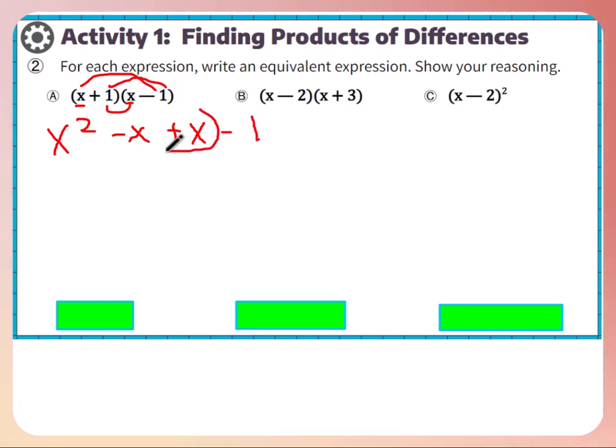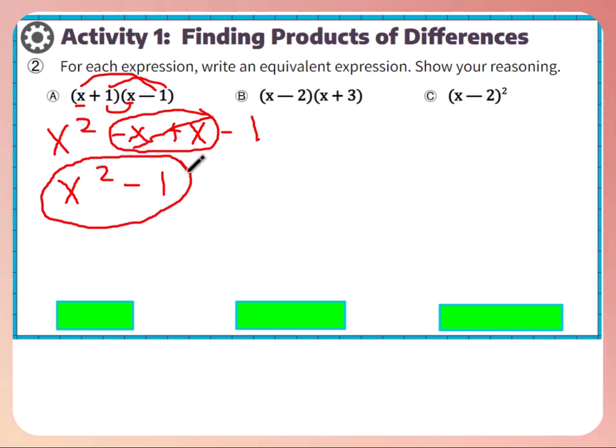Now notice that these two combine together to give us 0. X plus -x is 0. So I'm not going to write that. They just cancel each other out, and you get x squared minus 1. Now this is called a difference of squares because x squared is a perfect square, and 1 is a perfect square. X times x is x squared, and 1 times 1 is 1. But you get that by multiplying the same binomial, except you've got plus in the first one and minus in the second one.